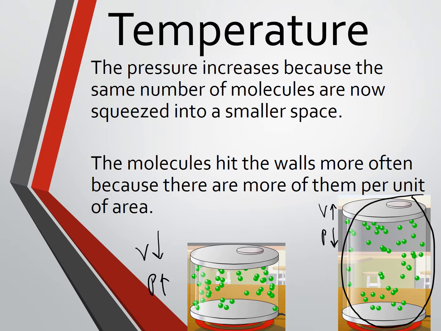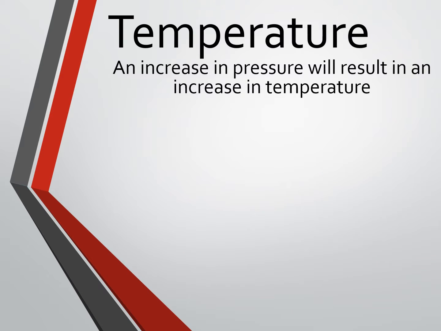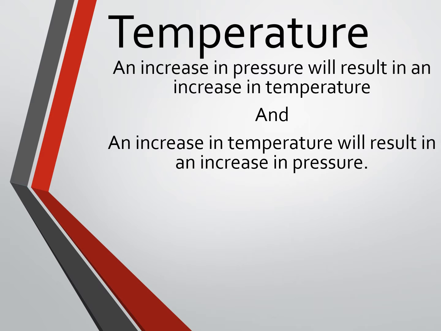It's going to become very uncomfortable being in a tight, close space. And so this makes sense. Molecules are going to hit the walls more often. They're going to be able to touch and collide with one another, as opposed to on the right, they're going to be able to move slower. They have more volume, more space, less pressure. So we say an increase in pressure will result in an increase in temperature, just like we saw on the diagram in the previous slide. And an increase in temperature will result in an increase in pressure.